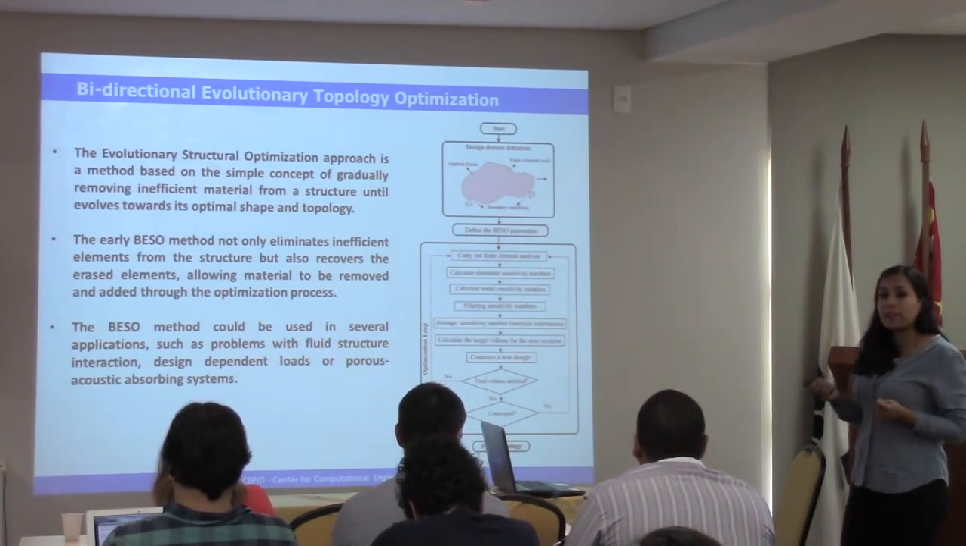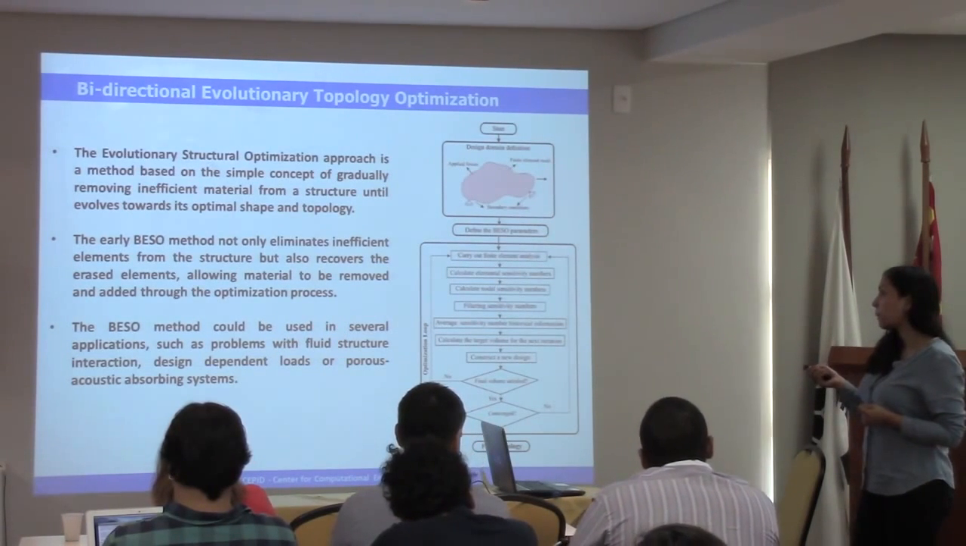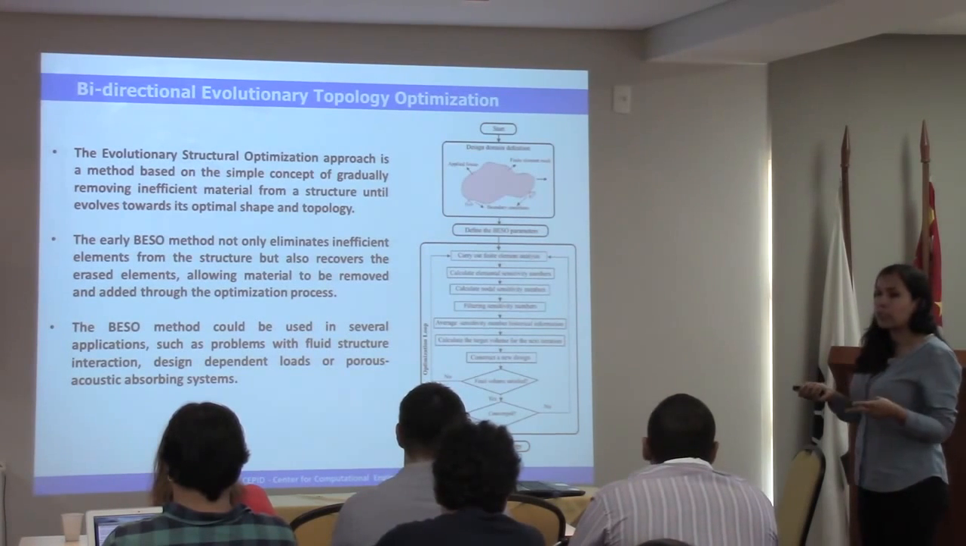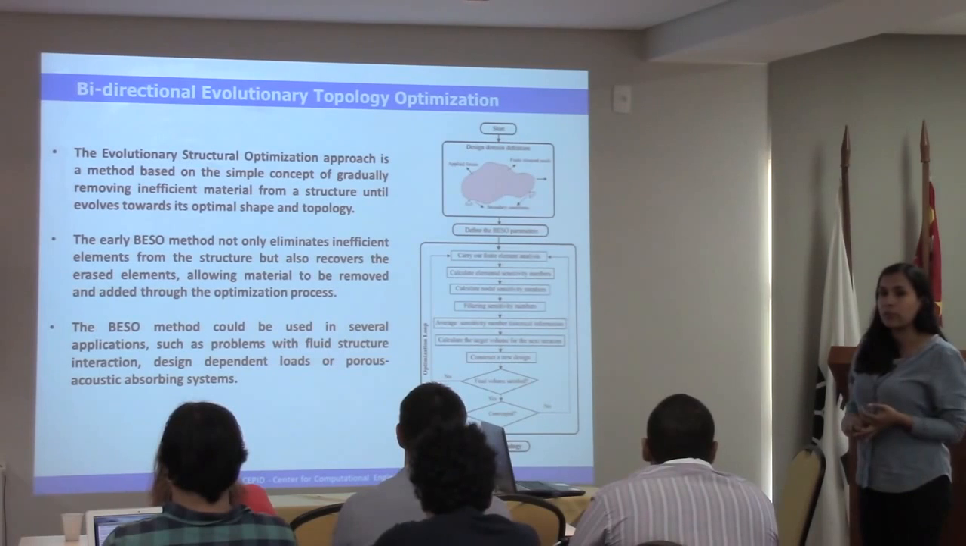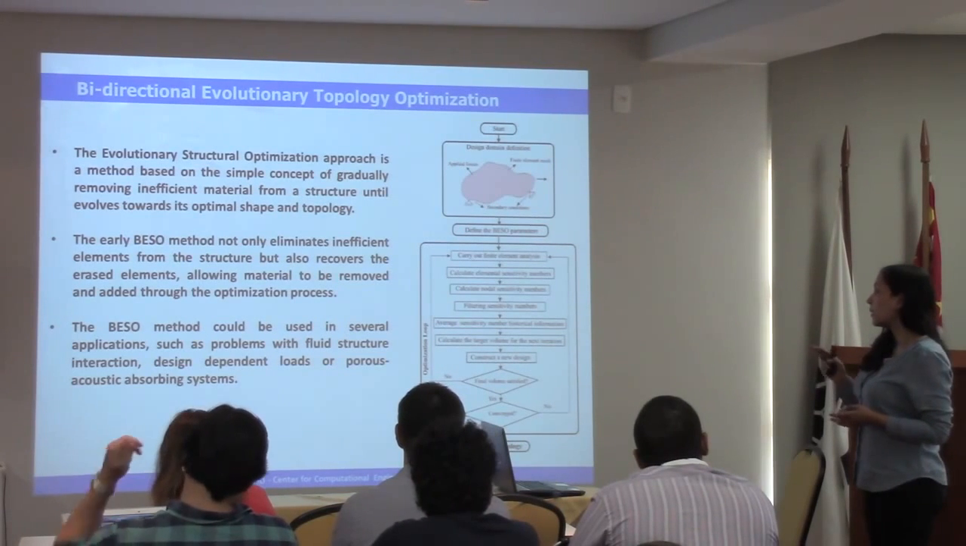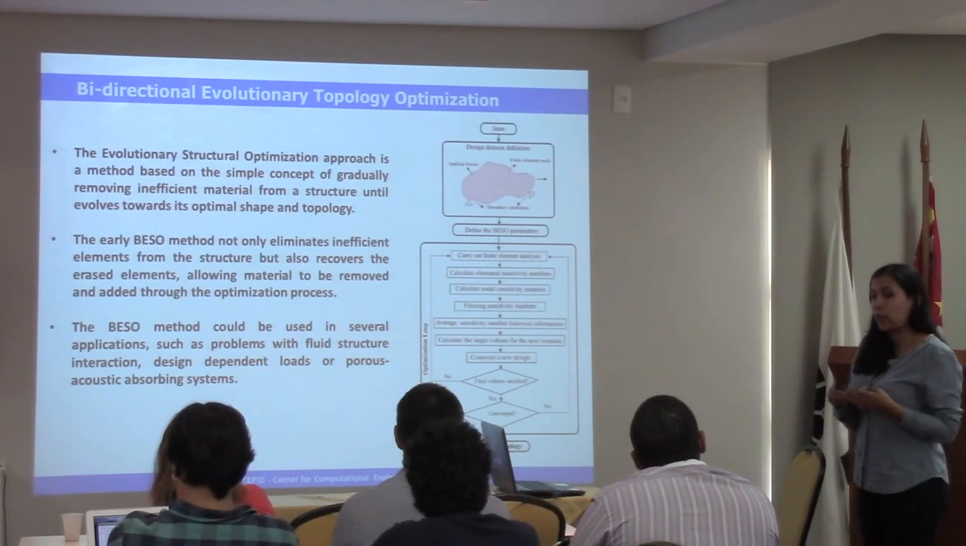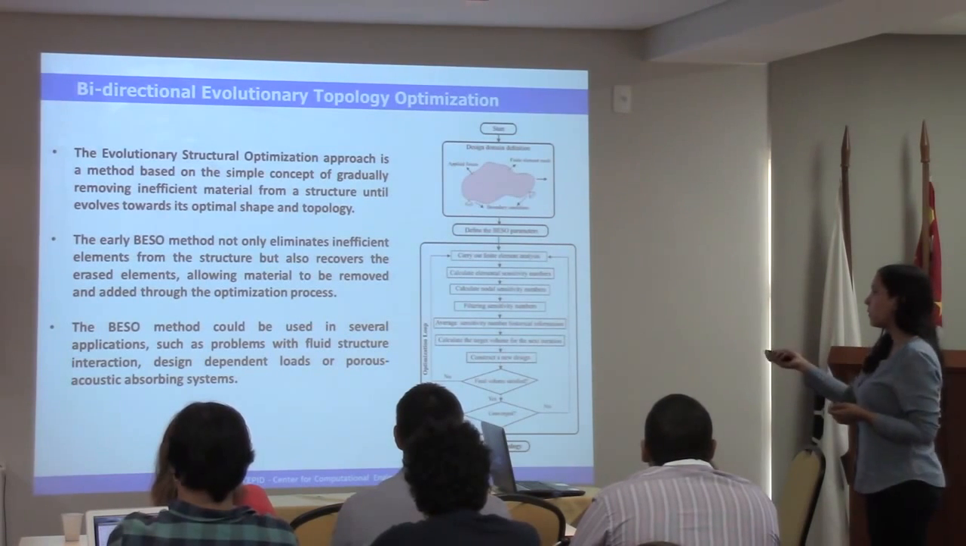We check if that design matches two conditions: a volume restriction and if the objective function is achieved. I'm going to explain that a little later.